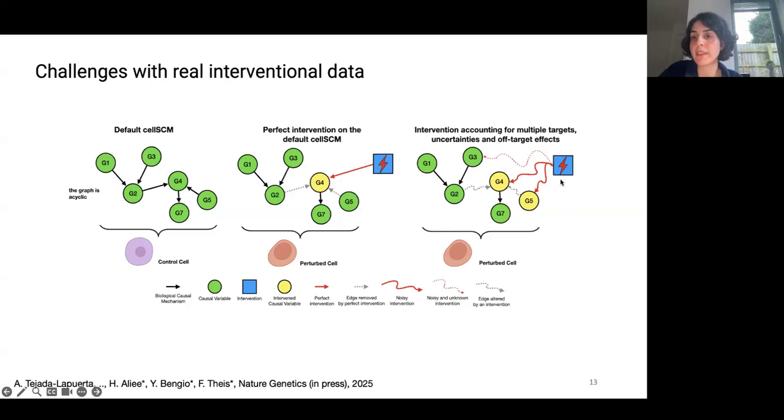But in real cases, often the perturbations are not perfect. This means that we want to target, for example, G4 here in this graph, but indeed this perturbation is affecting other genes or other variables in the system as well. And this is what we call off-target effects. And in drug discovery, it is a big challenge as well. So this is another thing that we have to consider: in real applications, sometimes having perfect intervention is impossible.